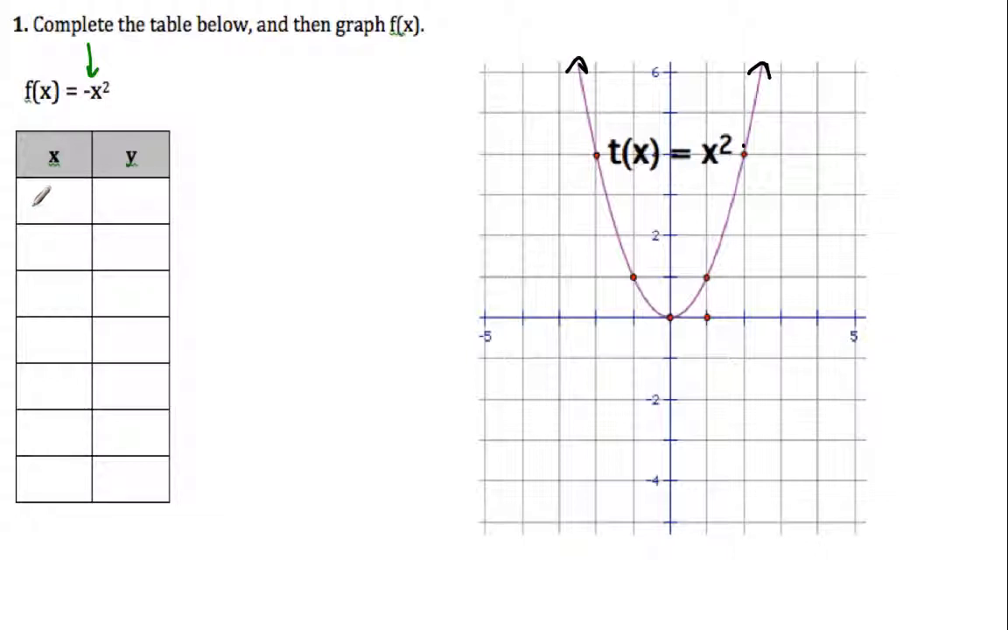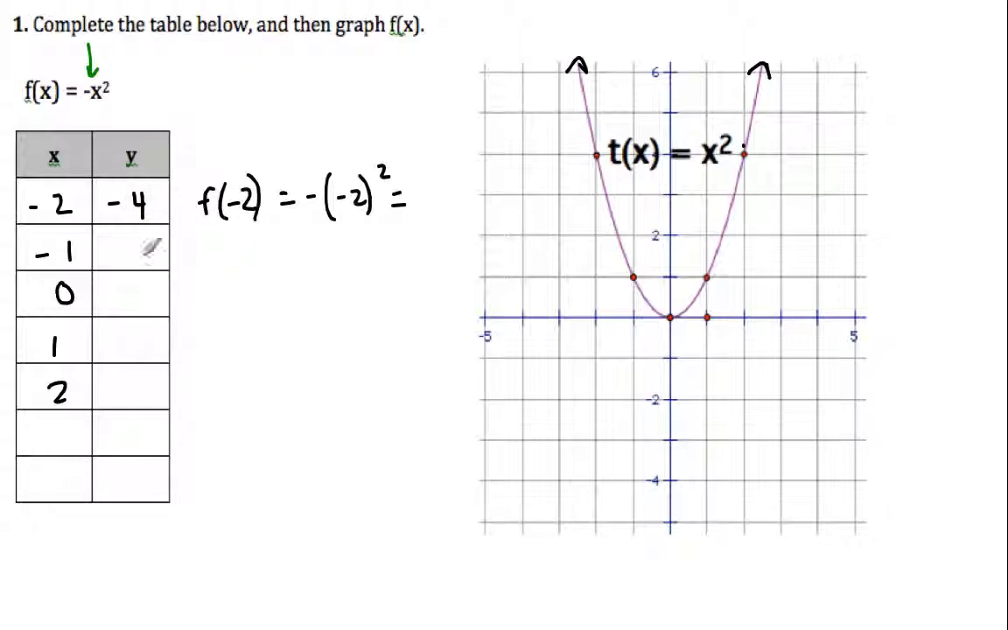Let's do this for maybe -2, -1, 0, 1, and 2. Okay, we'll see if we need to go further. So when x is -2, we have f of -2 is equal to negative, and here now we're going to put this in parentheses, -2 squared, right? And just notice what happens in this situation is -2 squared is 4, but then there's this negative out front. So this actually becomes -4.